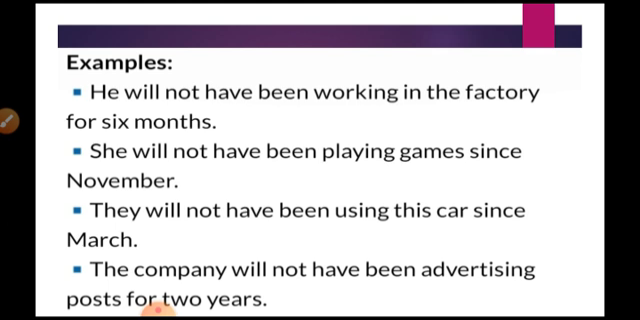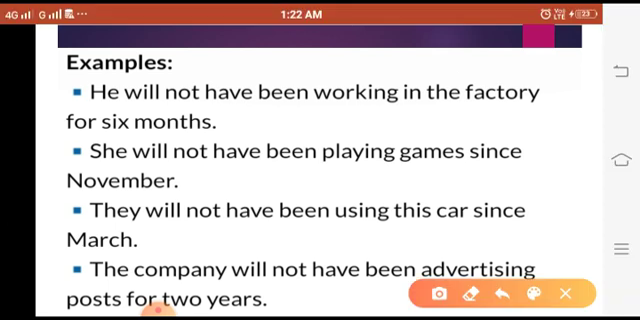These are the examples of negative sentences of future perfect continuous tense. First, he will not have been working in the factory for 6 months. Next, she will not have been playing games since November. Next, they will not have been using this car since March. The company will not have been advertising posts for 2 years.